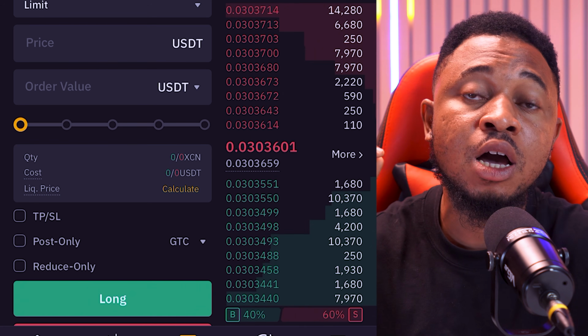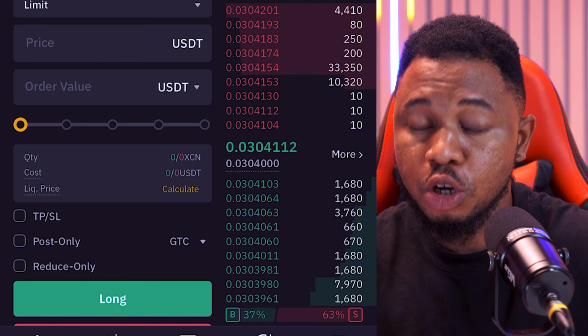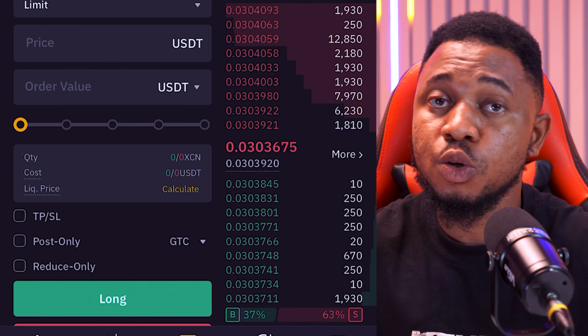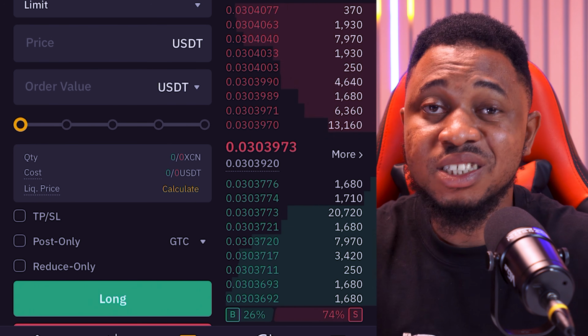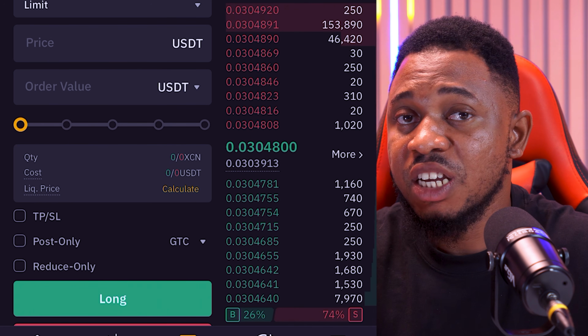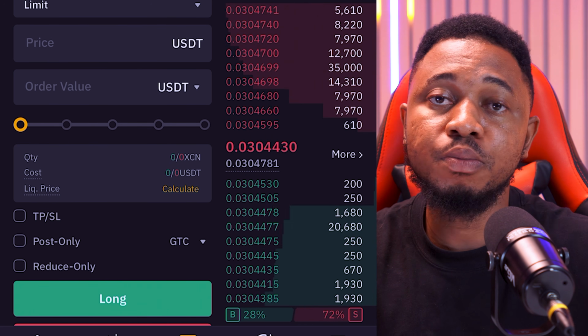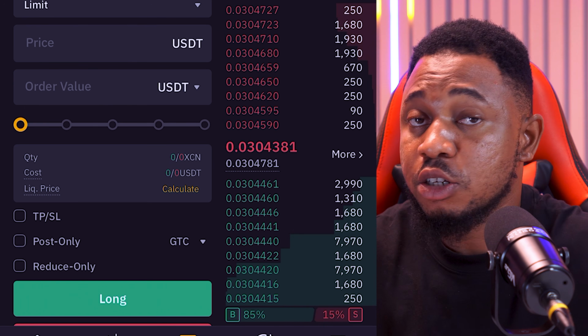But if it's going higher, you're going to make profit from that trade. Now short is simply speculating that the market is going to go down. Whenever you enter a short or a sell, if it's going down, you're going to make profit, and if it's going up, you are going to make a loss. So this is how it actually works.